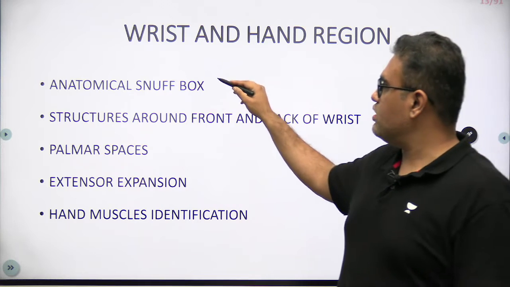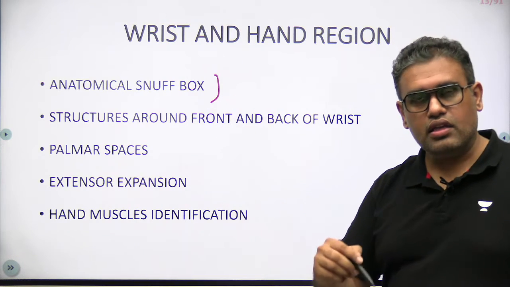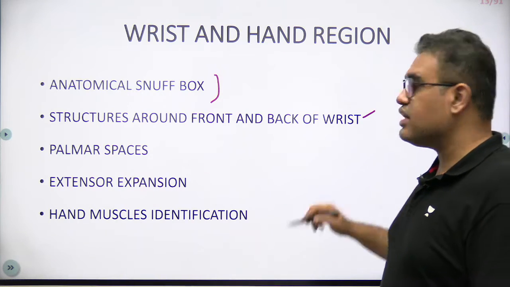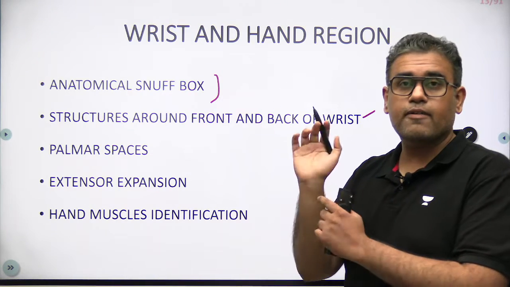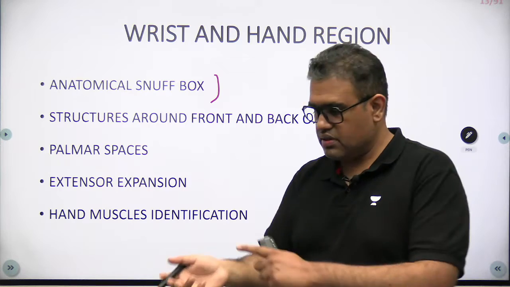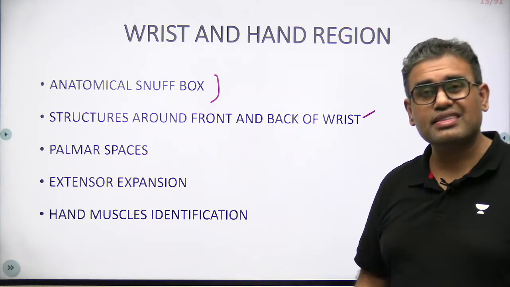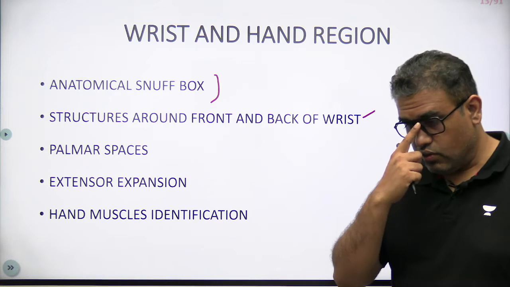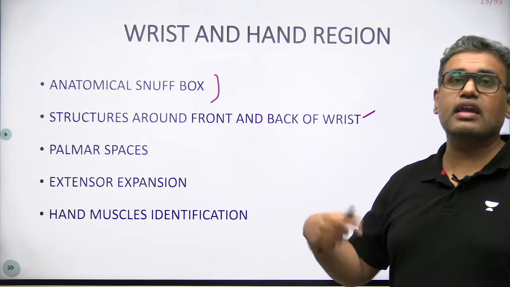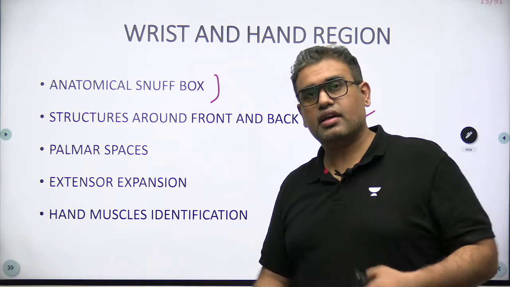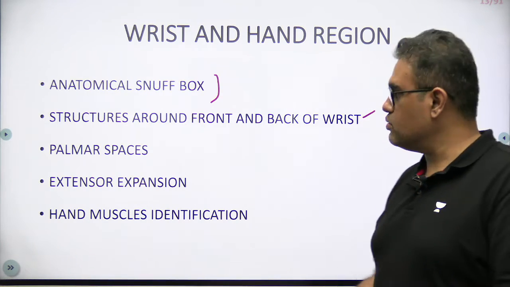Again, this is a very small and very important topic, the anatomical snuff box. Structures around the front and back of the wrist, again, over here and here. Why? You are in casualty, and there will be cases, suicidal attempts. You should know that if a person has cut the front of his wrist over here, then what are the things that could have been injured apart from the radial artery? The radial artery is quite a deep artery. Before the radial artery gets injured, there are other things that could be injured. So you should know about it.